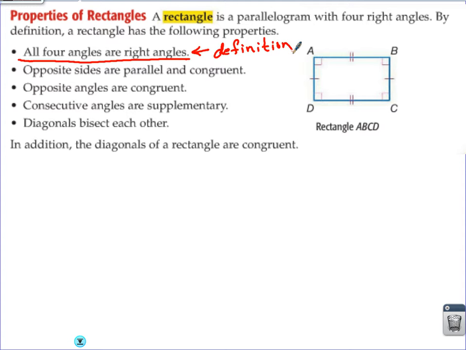Now look at some of the other ones. Opposite sides, and don't start writing these down yet. Opposite sides are parallel. Opposite sides are congruent. Consecutive angles are supplementary, and we remember what consecutives are. This one and this one are consecutive. Consecutive angles are supplementary. Opposite angles are congruent. The diagonals bisect each other. Do any of those sound familiar? And if so, why?